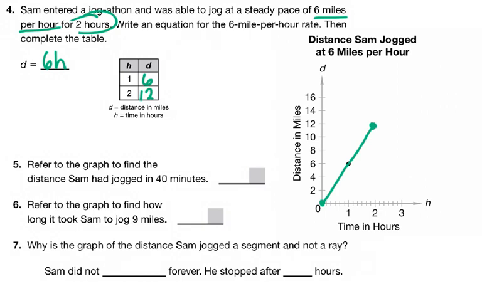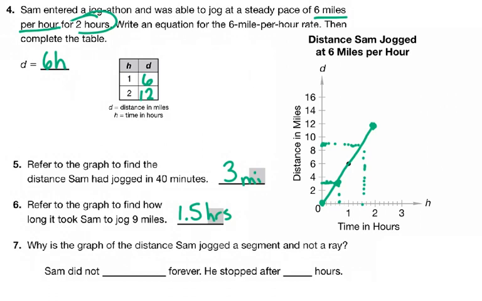So they want to know how far he jogged in 40 minutes. Well, 40 minutes is at about right here. So if we look over on a straight line, we end up between 2 and 4. So we're going to say 3 miles. Then it says, refer to the graph to show how long it took Sam to jog 9 miles. Well, 9 miles is between 8 and 10. So we're going to draw a dot out to our little line, and we're going to go down to about here. And you should have ended up at about 1.5 hours.